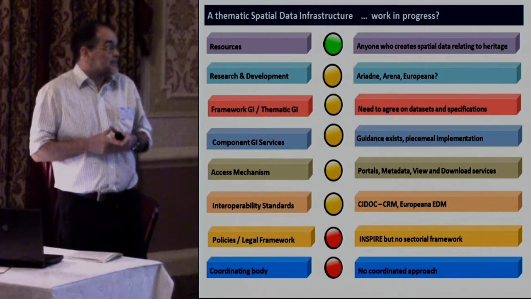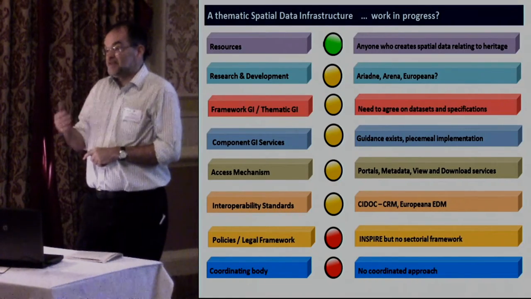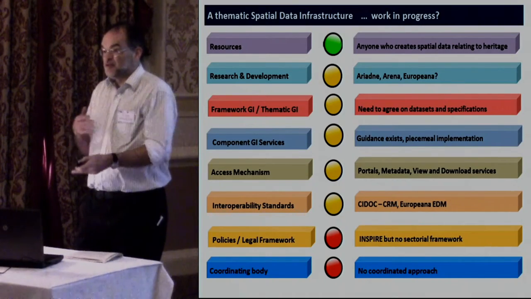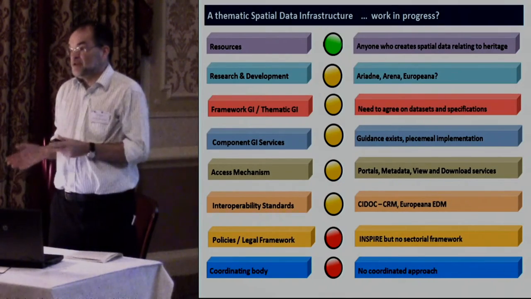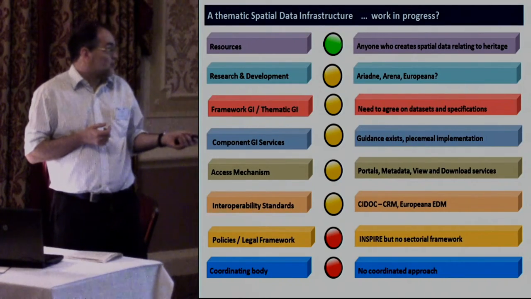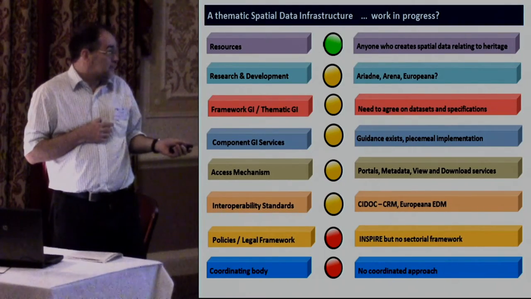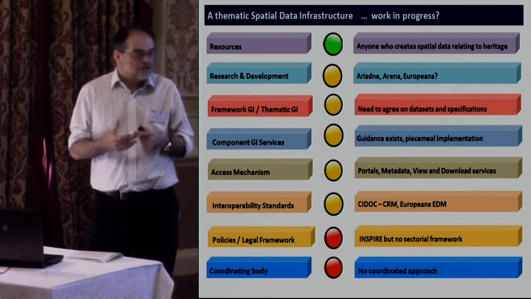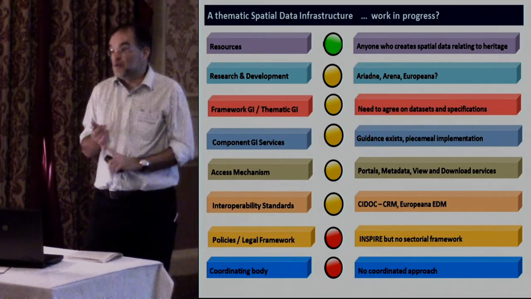We need to think about the data sets and specifications. We need to think about guidance, given this piecemeal implementation. What we do in Scotland doesn't translate to what happens in England, doesn't translate to what's going on in Spain. Spain have developed their own cultural heritage model for spatial data, and there are different approaches again in Sweden and Poland. We need to think more about our interoperability standards, the CIDOC-CRM and the Europeana EDM models. What we don't have are the requisite policies and legal framework. There's INSPIRE, which is a general 'you must do this', but there's no sectorial framework. What we're definitely lacking is a coordinating body and a coordinated approach.